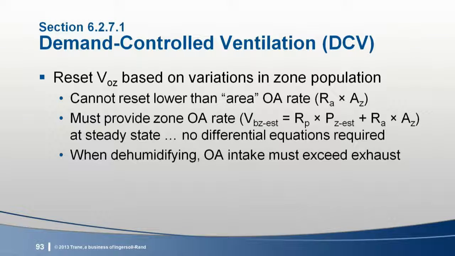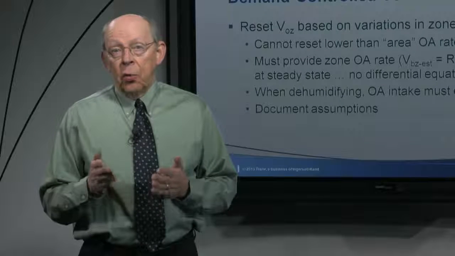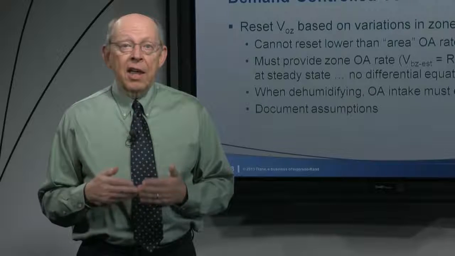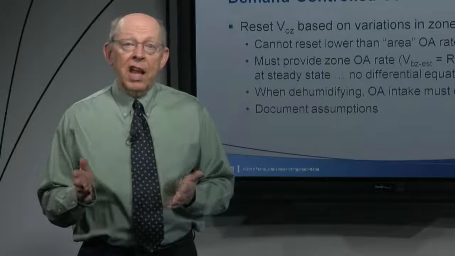Third, when the mechanical cooling system is dehumidifying, the intake airflow cannot be reduced to a level that's lower than the coincident exhaust airflow from the system. This requirement indirectly addresses building pressure. And finally, all assumptions must be documented, including a table showing minimum and maximum outdoor airflow for each zone. Actually, to keep a building at positive pressure when cooling, you'd want the intake rate to be no less than the exhaust rate plus the exfiltration rate, even though the standard doesn't go into that kind of detail.